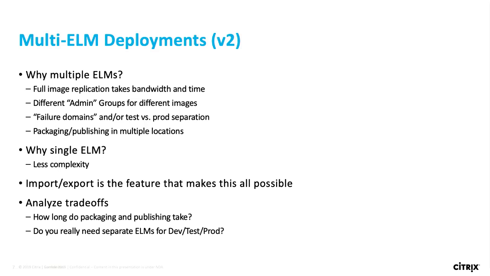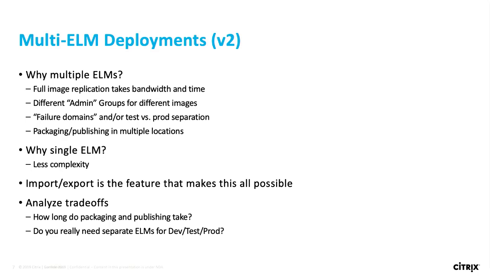If you're having to do those over your WAN, they're going to take a lot longer, which can make the admin experience less good as you're going through that operationally. Other reasons that we've seen that are valid are different admin groups for different images, because while we can delineate roles, we can't say specifically that you can manage this set of layers or this set of images.